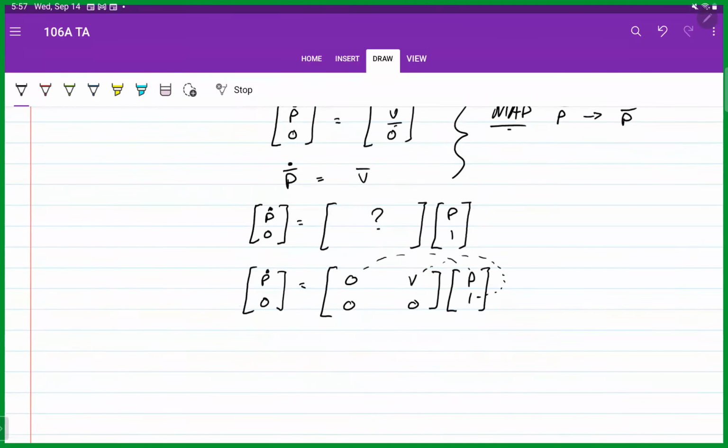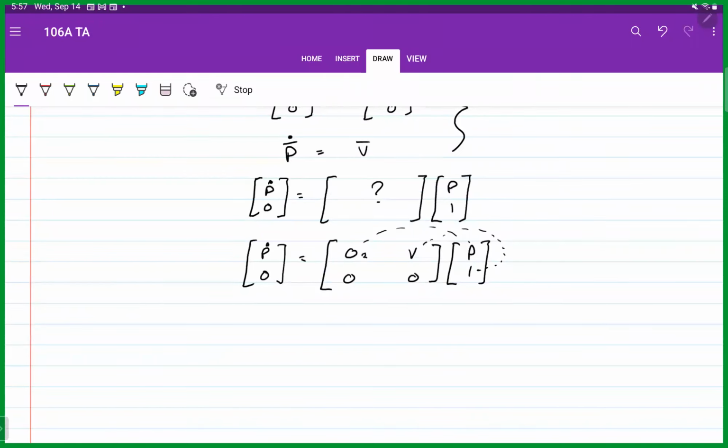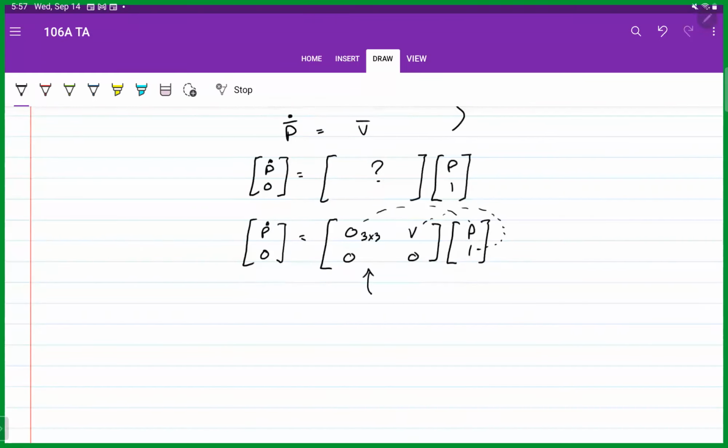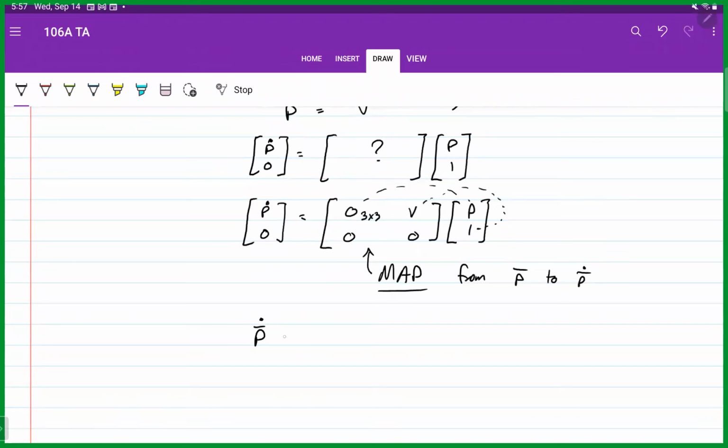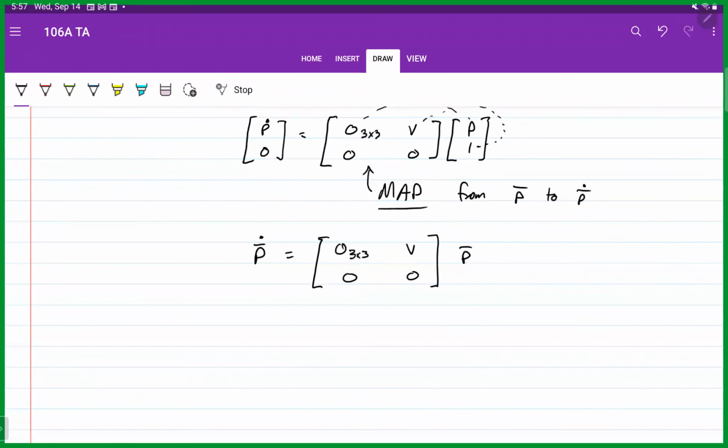All right. So this equation right here, just note that this is actually a 3 by 3 matrix. Because if we want to multiply this point by this 0, it can't just be a 0 scalar. It's actually going to be a 3 by 3 matrix of zeros. Okay. So this right here, we're going to give it a special name because it is a map from p bar to p bar dot. All right. So we have p bar dot equals 0, 3 by 3, b, 0, 0 times p bar. And this was exactly the map that we were looking for.